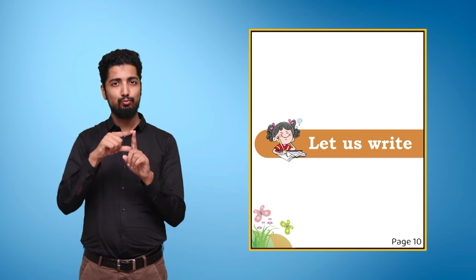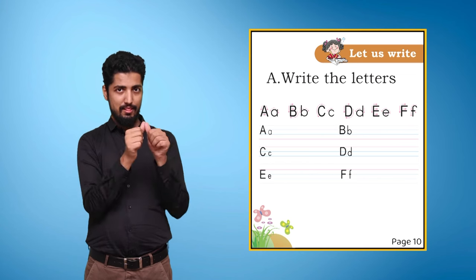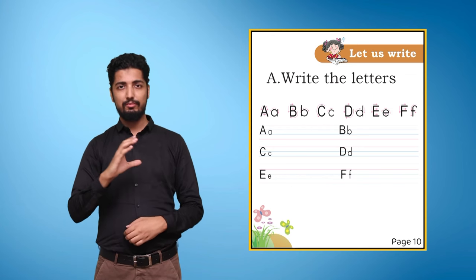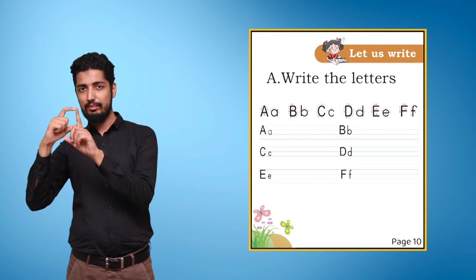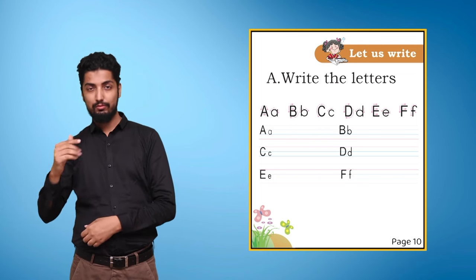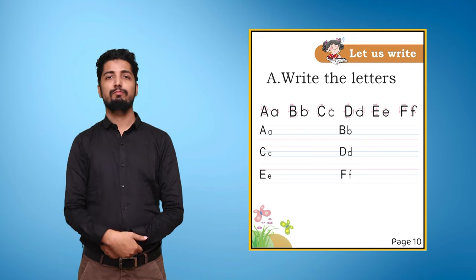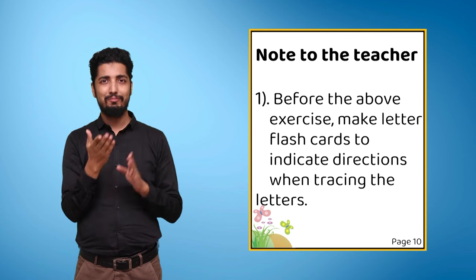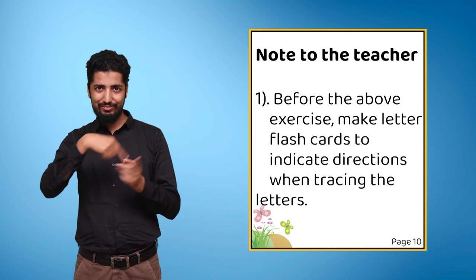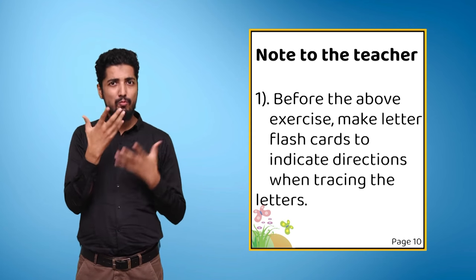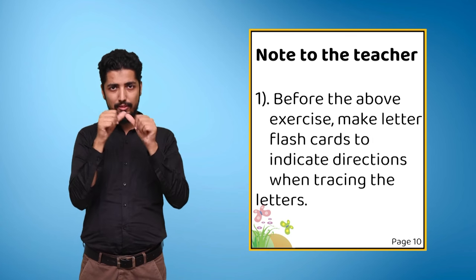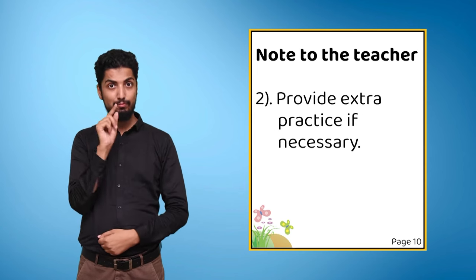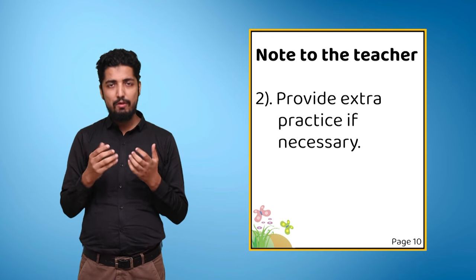Let us write. A. Write the letters A, B, C, D, E, F. You have to write these as capital letters and small letters. Note to the teacher. 1. Before the above exercise, make letter flashcards to indicate directions when tracing the letters. 2. Provide extra practice if necessary.